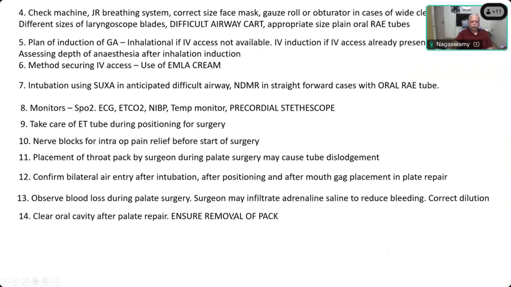Okay. And clear the oral cavity after palate repair. Ensure removal of the pack also. And extubate in lateral position after full recovery and adequate reversal. This is the safe position always, whether it is lip or palate. I always do that in the lateral position, taking all the supports from the back, turn the baby to the right or left, and make sure that the child responds well to your oral suction by opening the mouth, and then extubate.